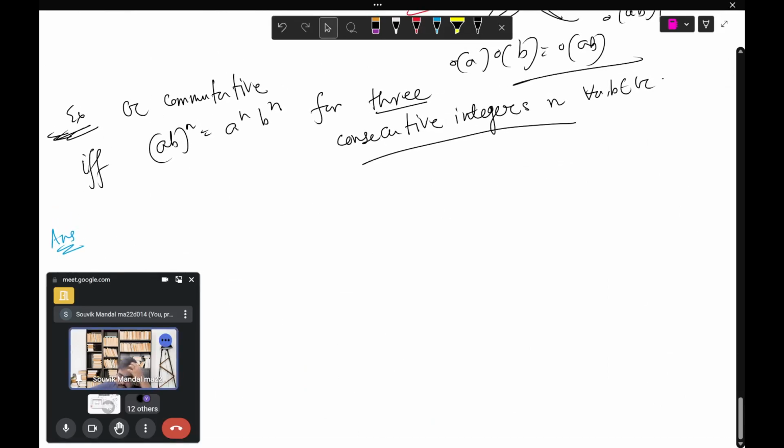What about this problem? That is, G is commutative if and only if (ab)^n = a^n b^n for any three consecutive integers n. Has anybody solved this?